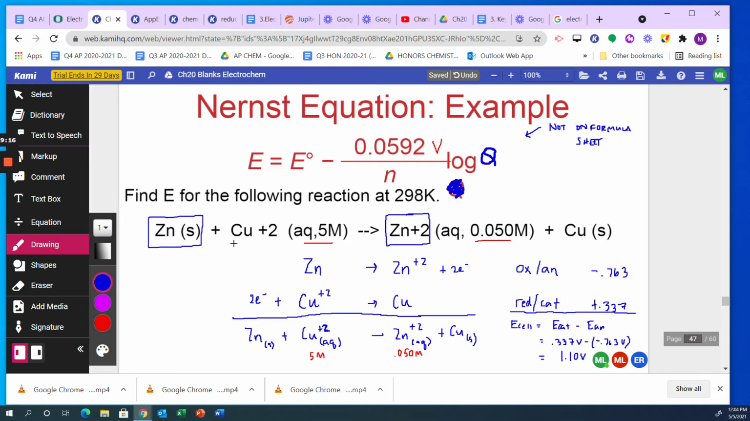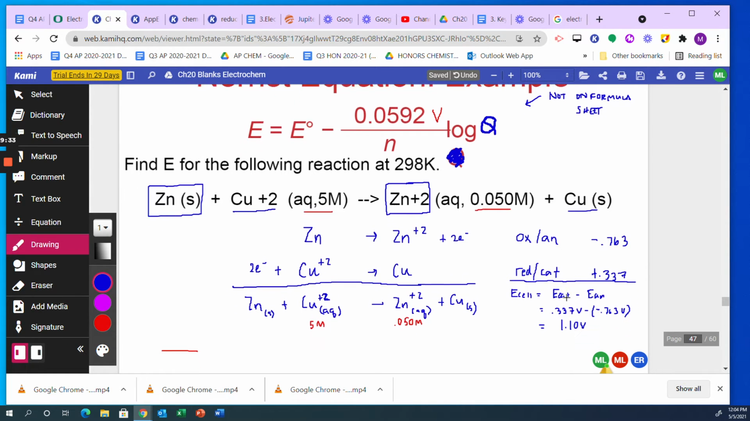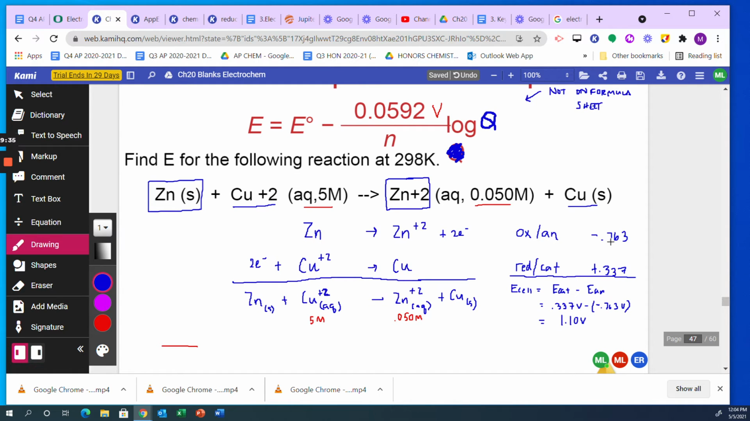Now the copper. The copper was plus 2, I wrote it here, and it turned into copper solid. Copper plus 2, copper solid. So it got reduced. It went from plus 2 to 0 using 2 electrons here. So this is reduction, and that's the cathode. I then looked up the reduction potentials in the chart, and I did the formula. So the cell potential is 1.10 volts. Pause the video to work that out yourself.